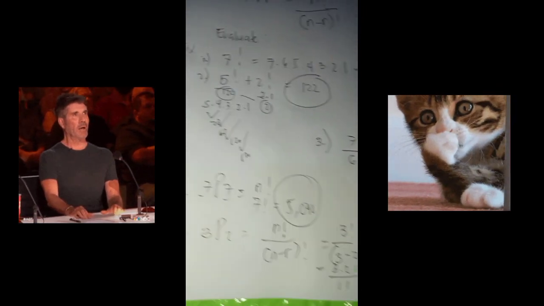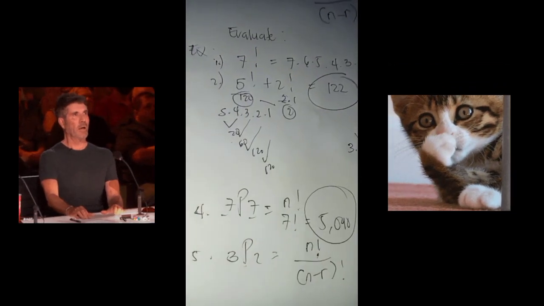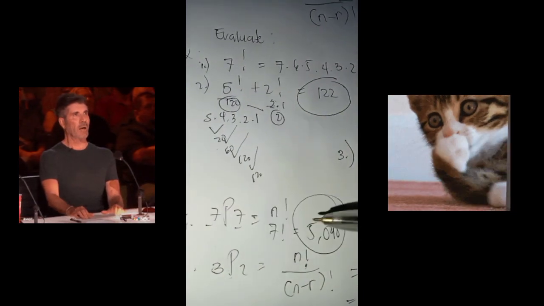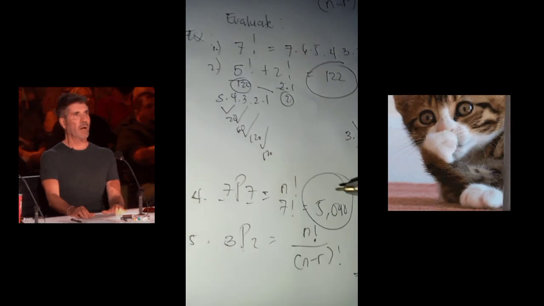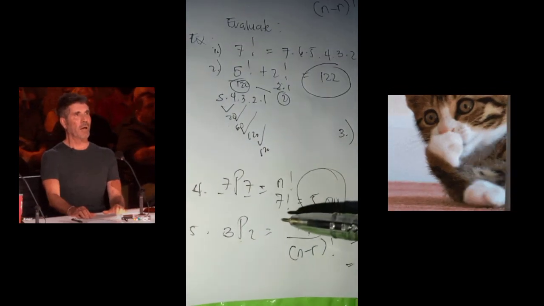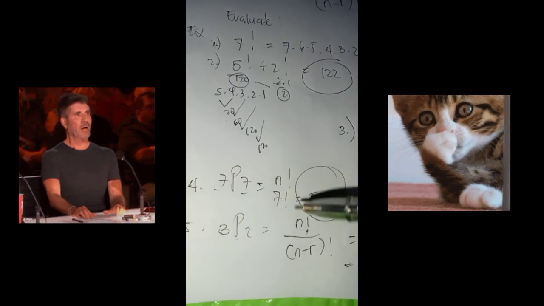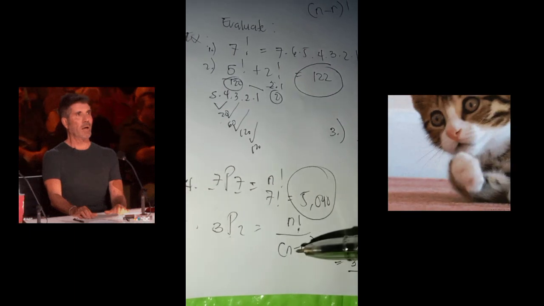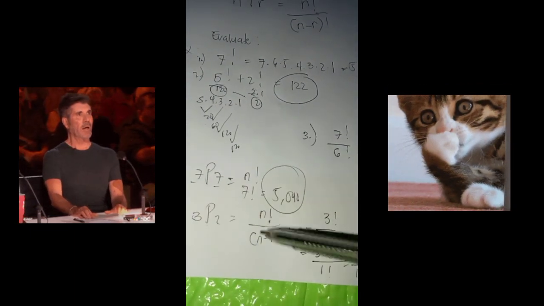For number 4, a case of permutation taken all at a time, 7P7 gives n factorial. 7 factorial is 5040. The last example is 3P2, an example of permutation taken r at a time. Applying the formula n factorial all over the quantity of n minus r factorial, the n is 3.